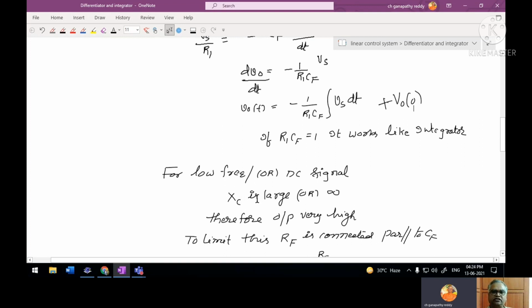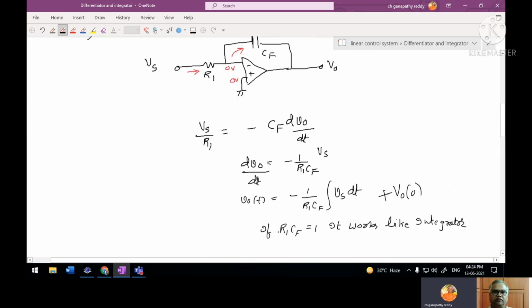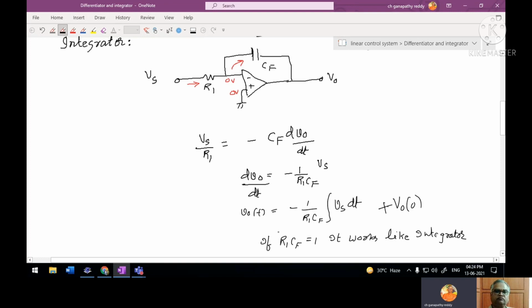the capacitive reactance is large or infinite. What is the capacitive reactance formula? Xc equal to minus j by omega C. So for a DC signal, frequency is 0, reactance is infinite. Or if frequency is low, capacitive reactance is large. So Xc is either a large value or an infinite value, and hence the output will be very high because of the input offset voltage.